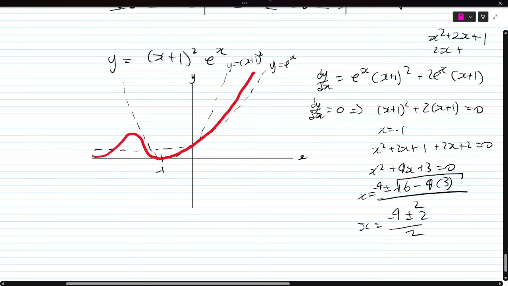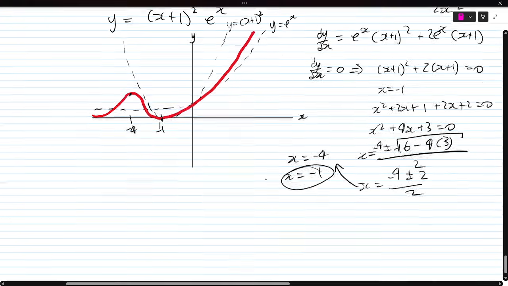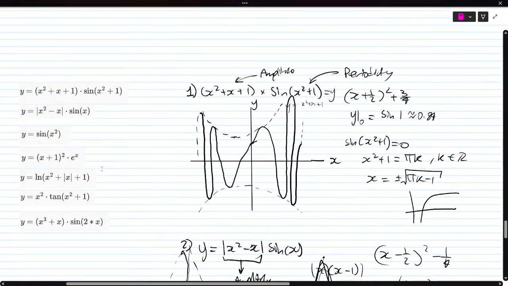So our two roots are going to be x is equal to minus 8 over 2, which is minus 4, or x is equal to minus 1. Okay, so we've already got this one, and this should be minus 4. So yes, there's a turning point here and a turning point here. So this is roughly what my graph would look like. Nice.